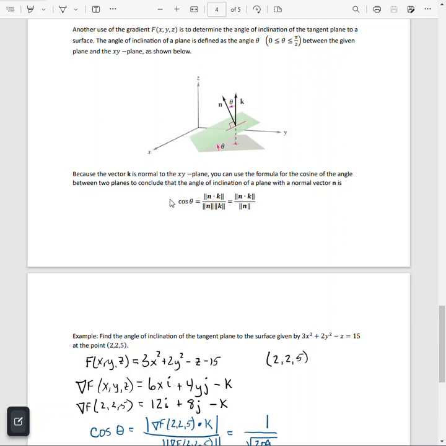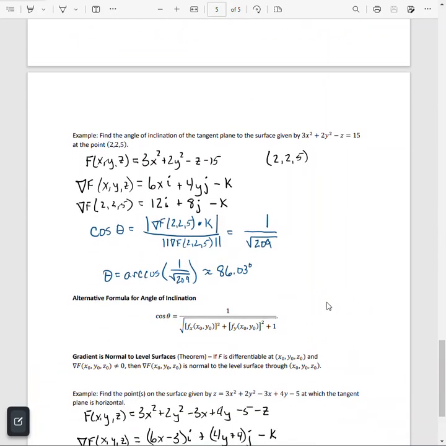Because of this, we can use the formula for the cosine of the angle between two planes to conclude that the angle of inclination of a plane with a normal vector n is: the cosine of theta is the magnitude of the normal dotted with k, because k is normal, over the magnitude of n. Normal vector n dotted with k divided by the magnitude of the normal vector.